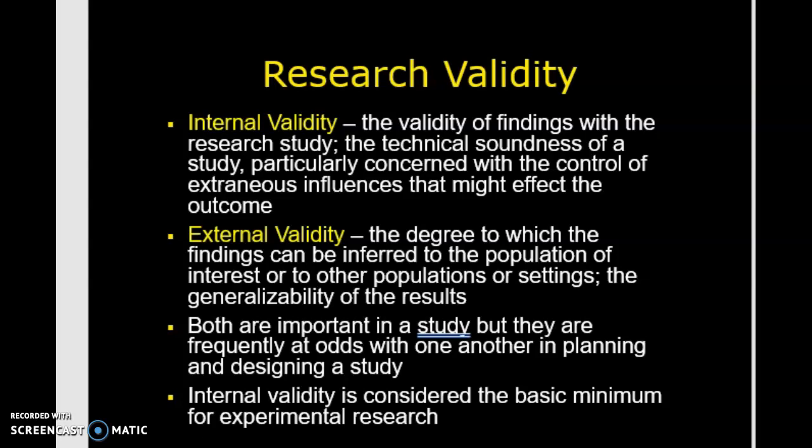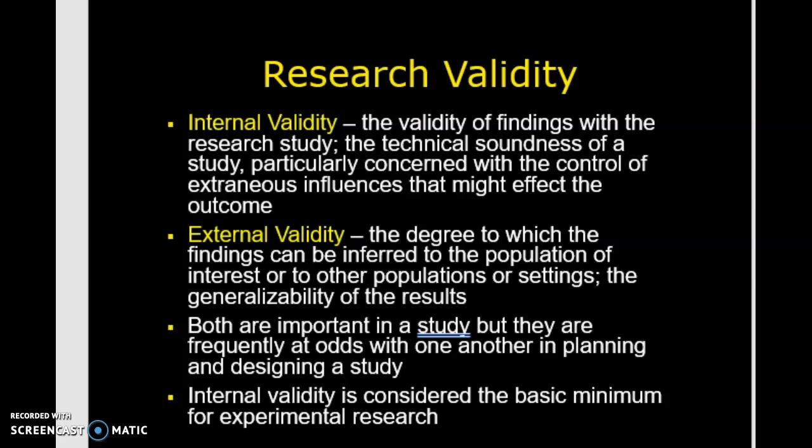In an experimental research study, we have to also put into consideration the findings that we would have. There are two important types of validity that we have to consider when we're doing experimental research studies. The first one is internal validity, which pertains to the soundness of the study itself. We're concerned about the results, the extent to which we're certain that we have control of the extraneous influences that might affect the outcome.